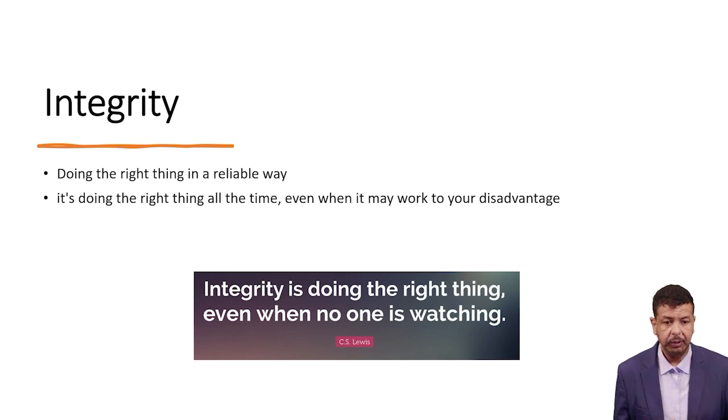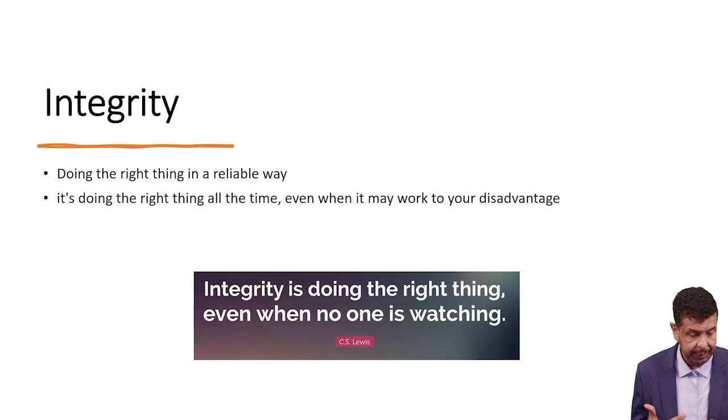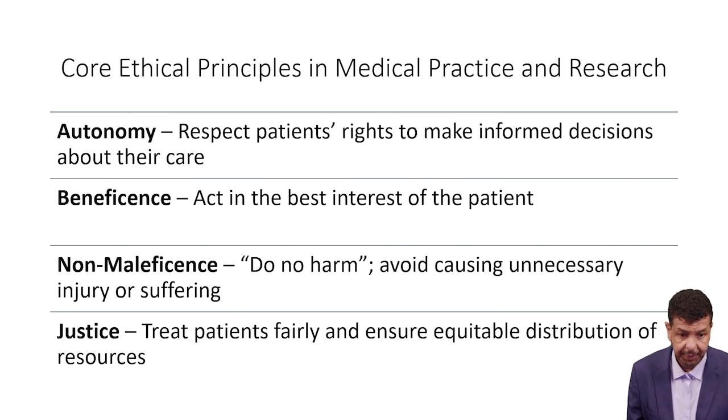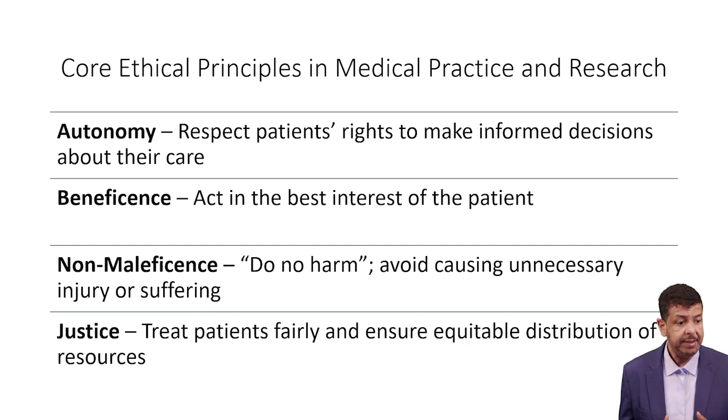It's very important to highlight that, with these values and principles related to professionalism, we should also integrate the core principles and values in research, because professionalism is related to practice, to our learning, as well as to research. Let us highlight the four values of medical research: autonomy, beneficence, non-maleficence, and justice. Autonomy is related to respecting patients' or research participants' right to make informed decisions about their care.